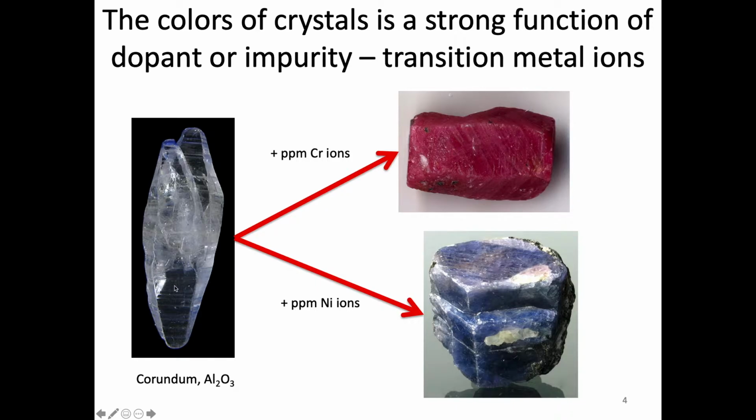So very clear. But if we add even parts per million amounts of various ions, so chromium or nickel, we can change, so we're not changing the structure, it's still Al2O3, but we're adding very small amounts of these materials. And with that, we get this strong coloration. So with chromium, we tend to get this red color. Nickel here gives blue, but can give green in other applications as well. So just really small amounts of these dopants or impurities can result in that. And so this is very evident in gemstones when you think about different gemstones.